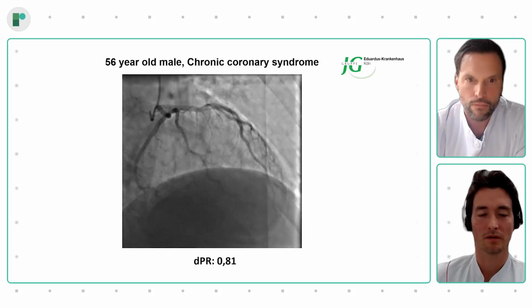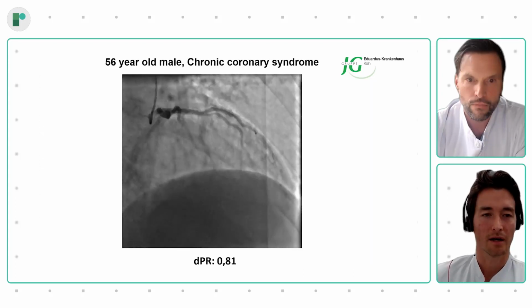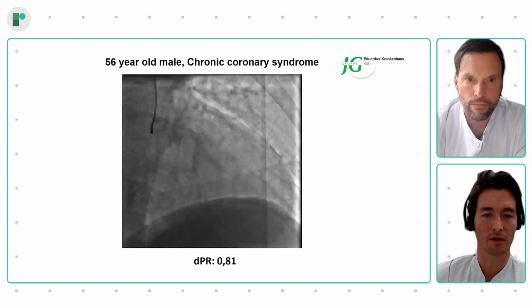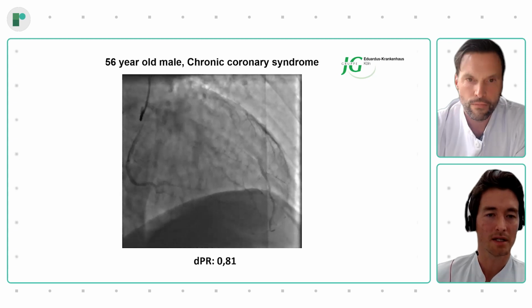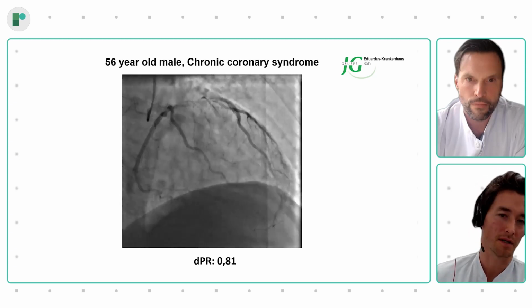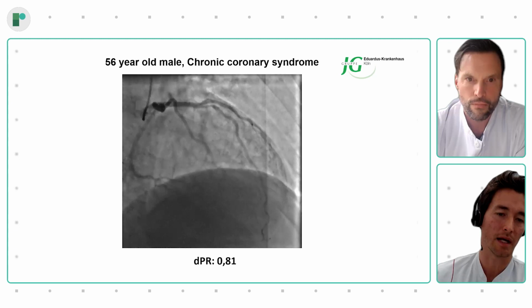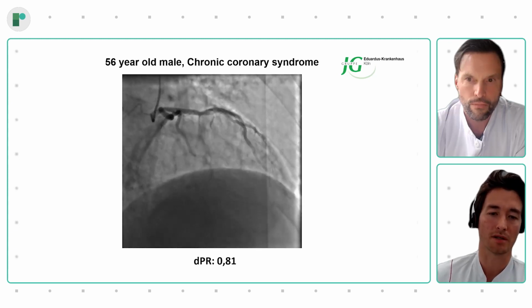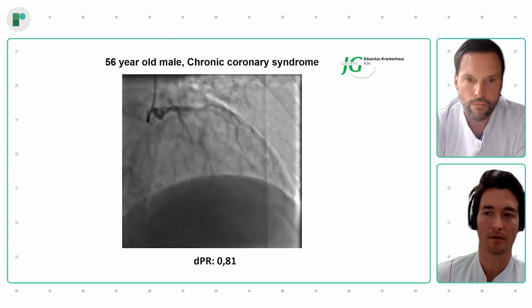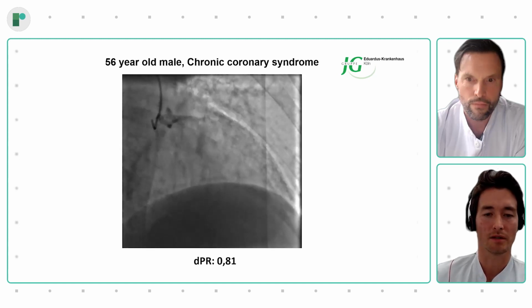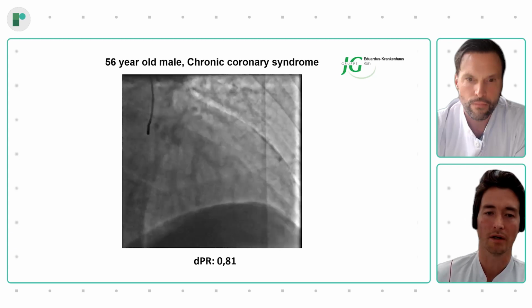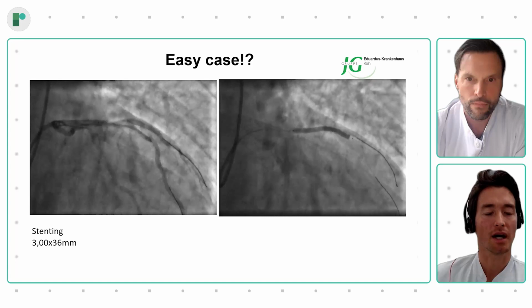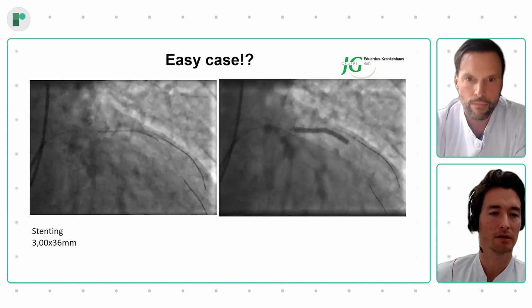I would like to show you some more cases. A 56-year-old male presented in our hospital with a chronic coronary syndrome. Easily recognizable, there's an intermediate long lesion in the mid-LAD. We performed a DPR measurement, which showed a significant hemodynamic lesion with a DPR of 0.81. We did not perform HD IVUS or OCT upfront.